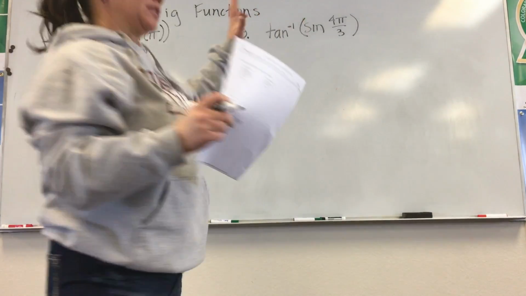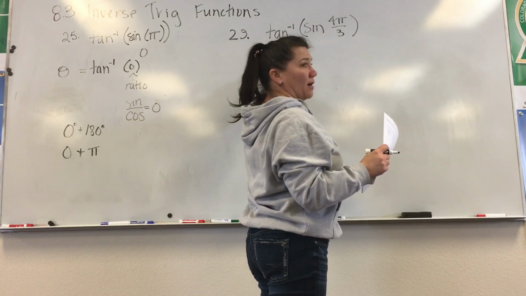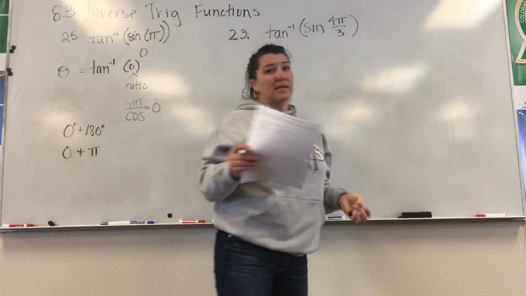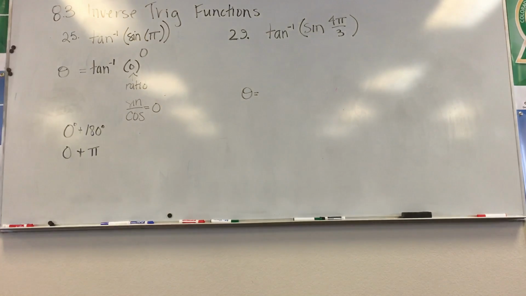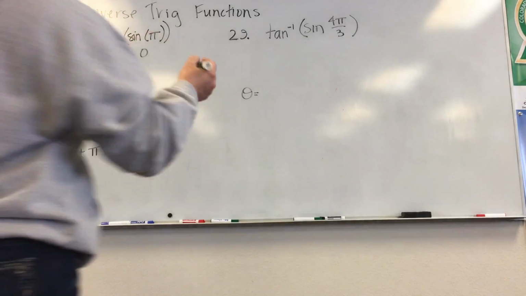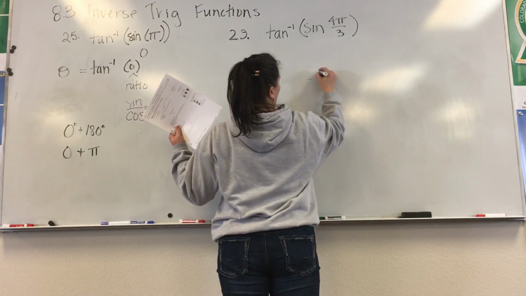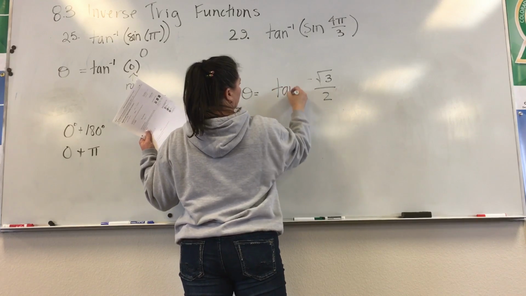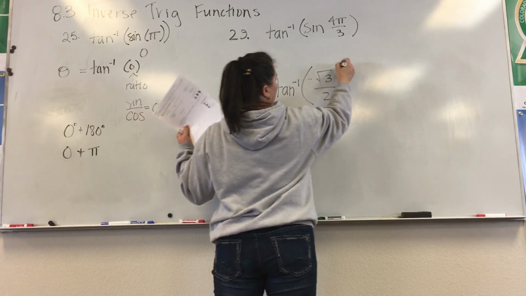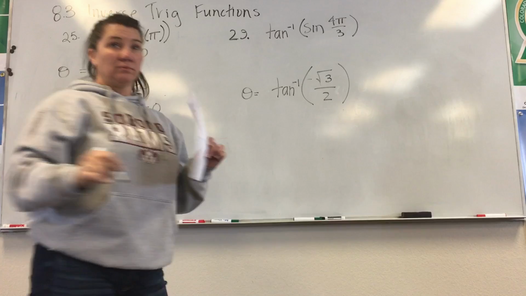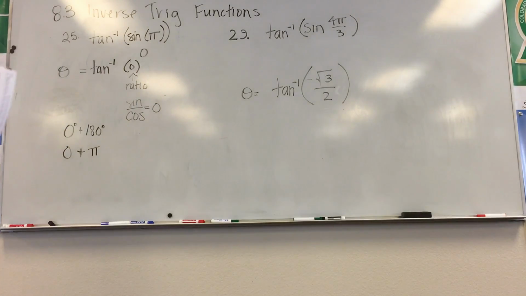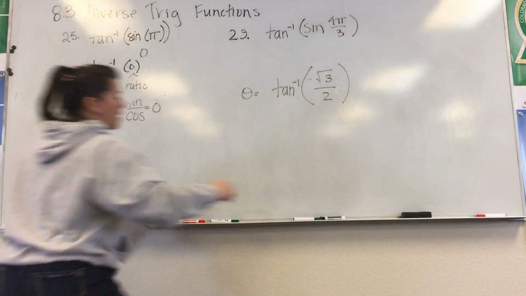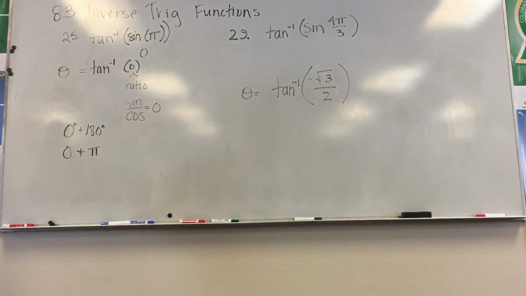All right, we're going to start from the inside and work our way out. So the inside is the sine of 4 pi over 3. What's the sine of 4 pi over 3? Negative square root of 3 over 2. Yes. Okay, it's just the y value. I guess I didn't see that.